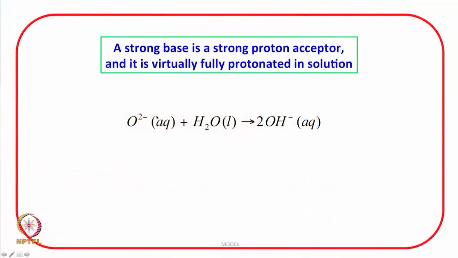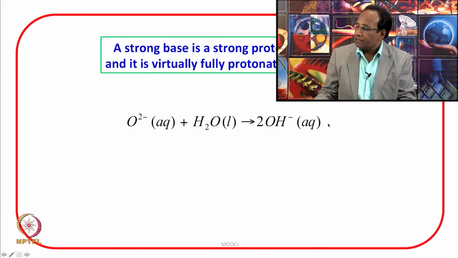Let us take one example. O2- in aqueous form plus H2O forms 2OH-. This O2- itself will not exist in solution as such. It is virtually protonated. You see over here it immediately interacts with water and forms hydroxide ion. That is the meaning of O2- being a strong base and a strong proton acceptor. It is accepting a proton from water and virtually it is fully protonated.